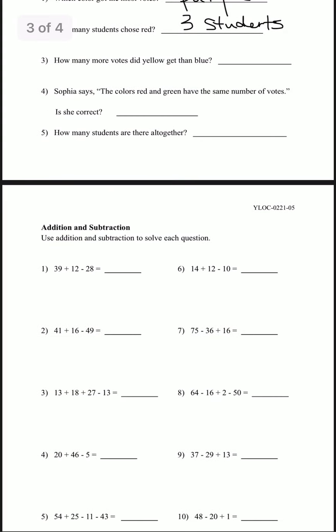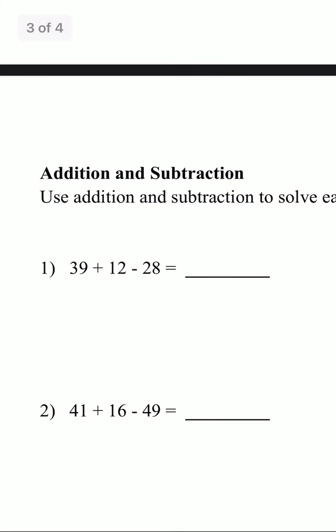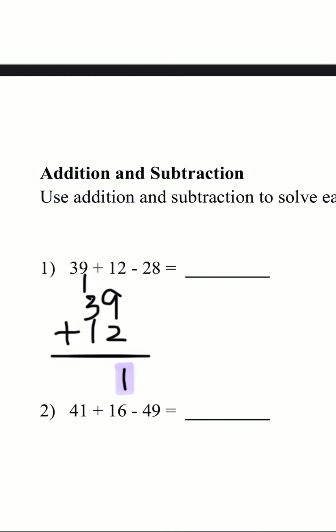Addition and subtraction. Use addition and subtraction to solve each question. Number 1, we have 39 plus 12 minus 28. So we're going to try that. So 39 plus 12. 9 plus 2 is 11. The 1 goes down, and that one goes up, which makes it 11, right? And now we're going to add the tens place. So 1 plus 3 is 4, plus 1 is 5. So we have 51, and now we have to subtract 28. So 51 minus 28.